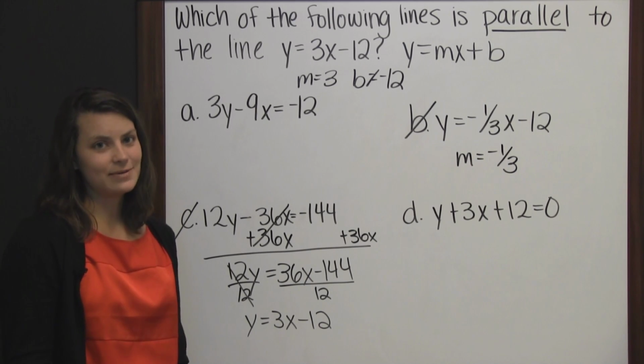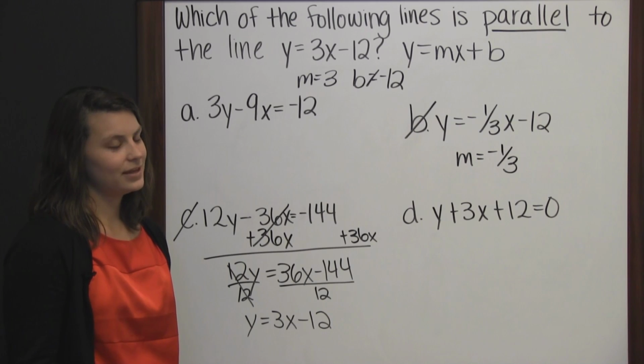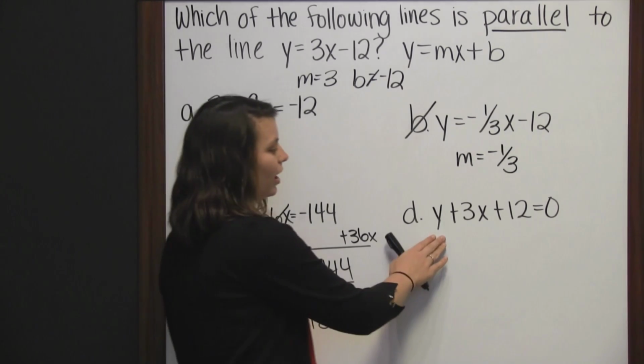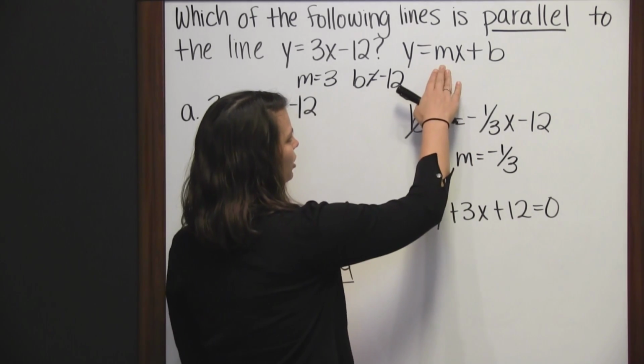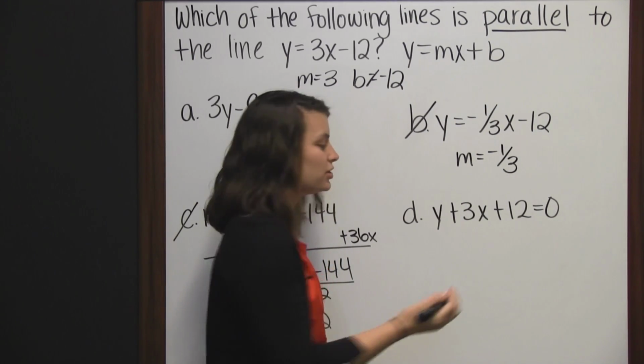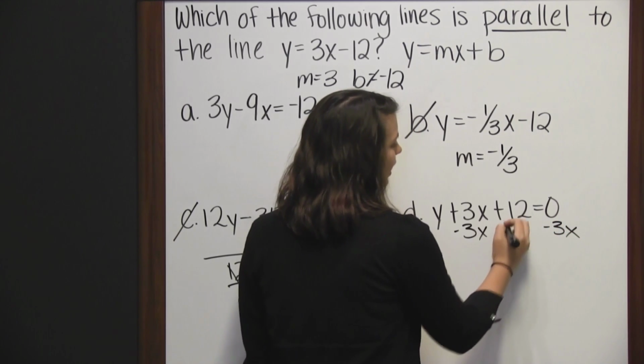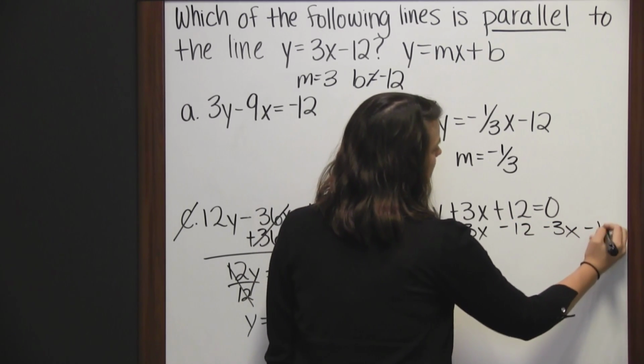Now let's look at D. Again, it's not in slope-intercept form. So we have to solve for y in order to find out what our slope and y-intercept is. So we want to subtract 3x from both sides and subtract 12 from both sides.